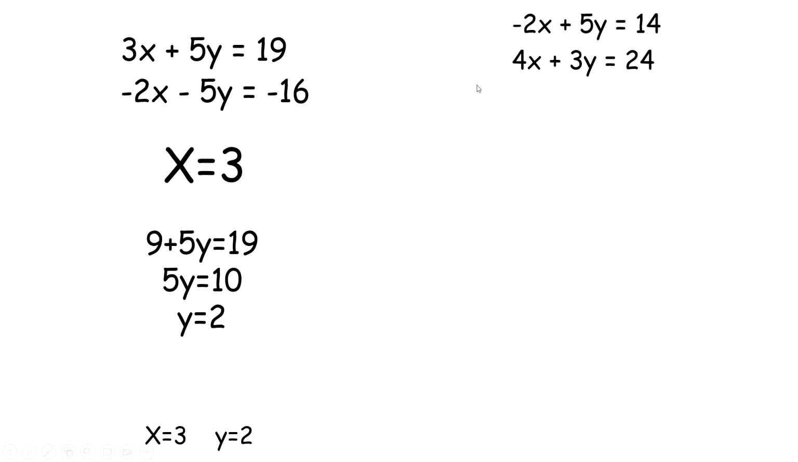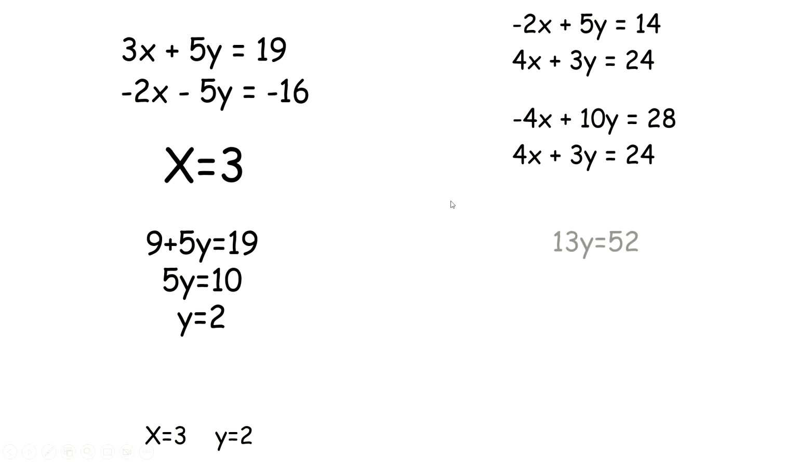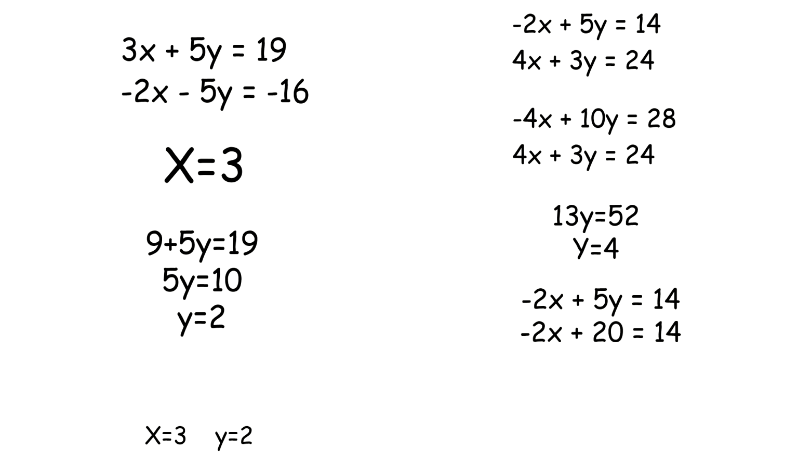So here, we'll times the top equation by 2 to get minus 4x plus 10y equals 28. So then we can just add them together, and then the x's just cancel each other out. This gives us 13y equaling 52. So then divide both sides by 13, y equals 4. And then we substitute, so minus 2x plus 5y equaling 14. Substituting y for 4, 5 times 4 is 20. Minusing both sides by 20, minus 2x equals 6. And then dividing both sides by minus 2 equals x equaling 3. And then write it on the bottom.